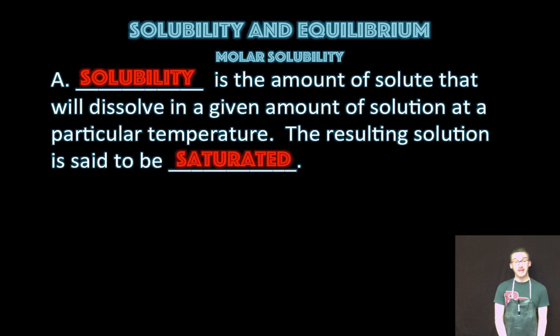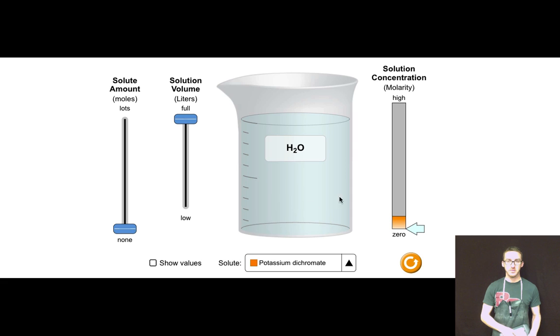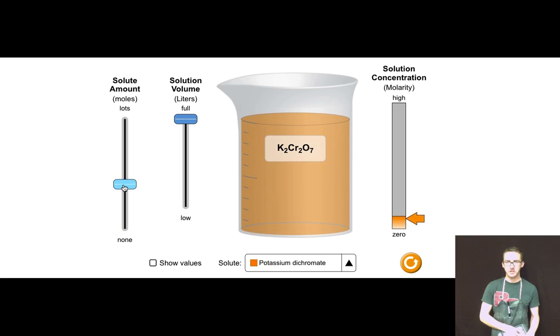And that brings us to the last thing we need to talk about, and that's the idea of molar solubility. It's related to KSP. Recognize that solubility is the amount of solute that will dissolve in a given amount of solution at a particular temperature. The resulting solution is said to be saturated. Again, come back to this simulation. I start with pure water. I start adding my solute, potassium dichromate. More and more concentrated. Boom. Saturated.